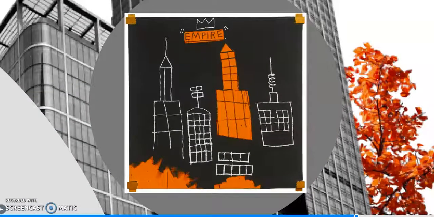For this first example, we can see that Basquiat wrote Empire, which means he's talking about New York City where he lived. He drew different buildings in New York City and, of course, topped his artwork with a crown. His buildings are very simple with lines. I'm sure you could draw buildings just like Basquiat.